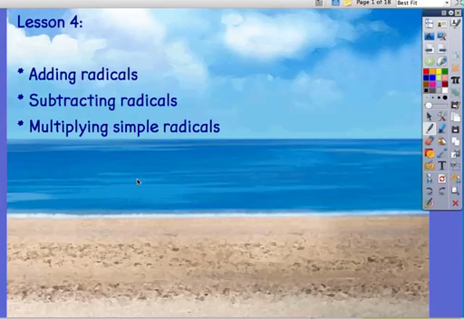Hello again, welcome to lesson 4 in our radicals unit. Our video again is going to be in two parts today. In part 1 we're going to discuss simple operations with radicals including addition and subtraction, and in the second part we're going to move into multiplying simple radicals together.